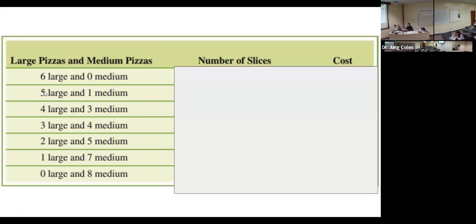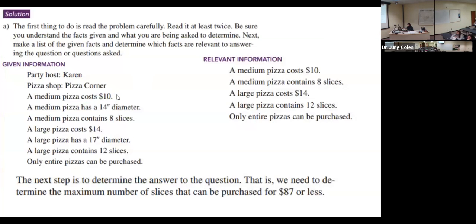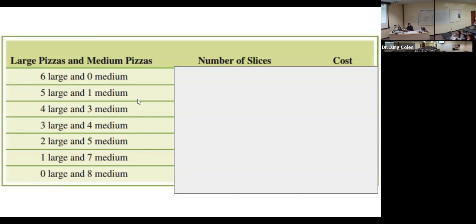So for large pizza, you have 12 slices. For medium pizza, you have 10 slices. For example here, 5 large and 1 medium, how many slices are there? 5 times 12 slices plus 1 times. How many slices for medium? 8. 8 or 10? 8. Oh, 8. Thank you. So 1 times 8. That's how many slices. Are you following me? Okay. So you can complete that.